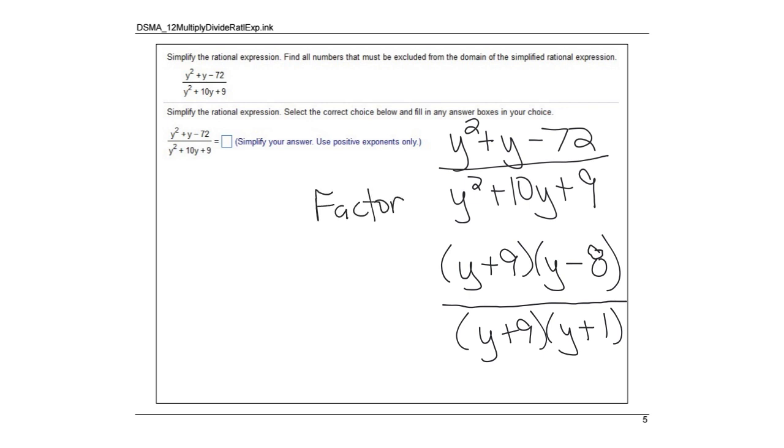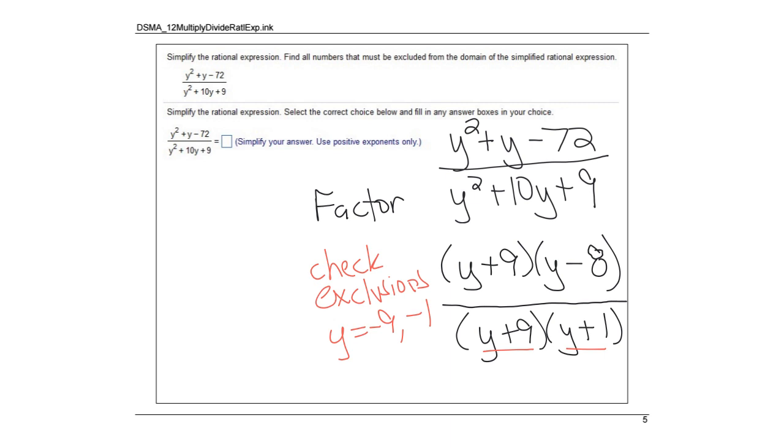Now I need to go ahead and check for my exclusions. So I'm going to look at y plus 9 and y plus 1. So that means that negative 9 and negative 1 are going to be exclusions for me. Each of those numbers would cause my denominator to equal 0, and then I'd be dividing by 0, which is undefined. So remember, we just set them equal to 0, and that's how we get those answers.